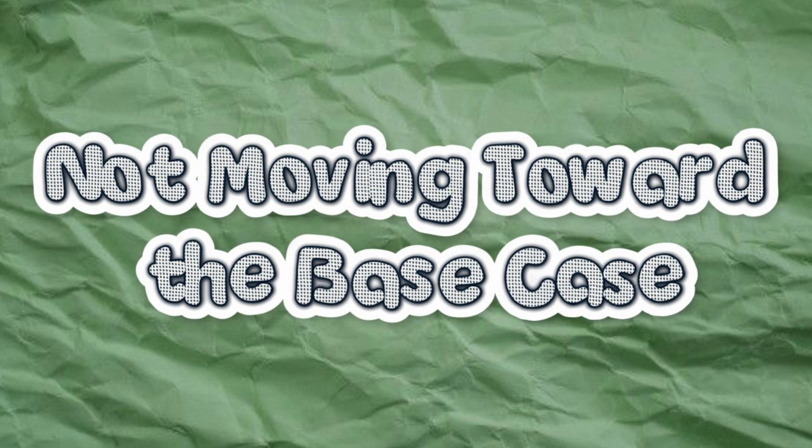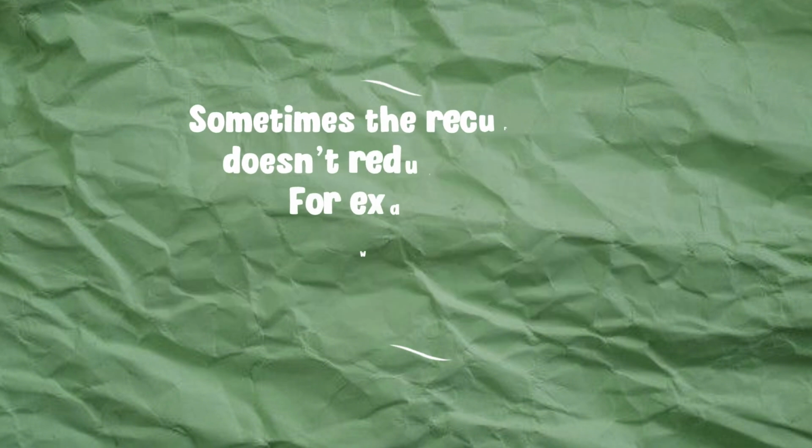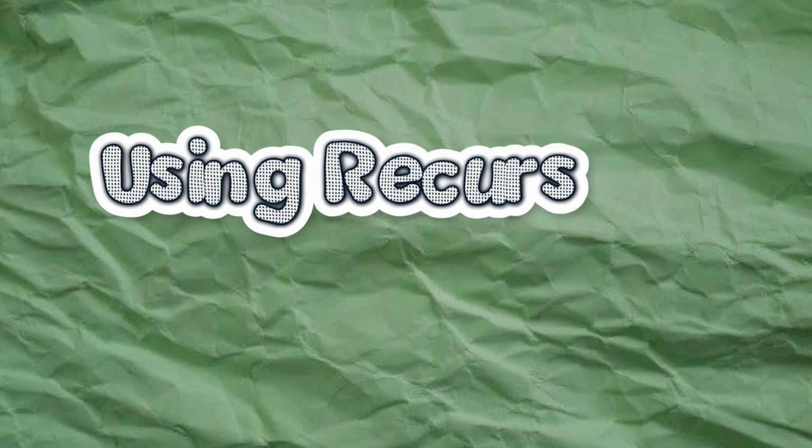Second, not moving toward the base case. Sometimes the recursive call doesn't reduce the problem. For example, in countdown, n plus 1 will go in the wrong direction. To avoid this, make sure every recursive call moves closer to the base case.